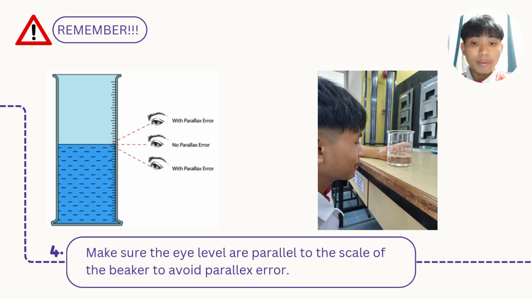Okay, so we need to remember not to make any parallax error by making sure the eye level is parallel to the scale of the beaker, so that we can avoid parallax error. As you can see from the picture itself, my eyes are at the same level as the scale.